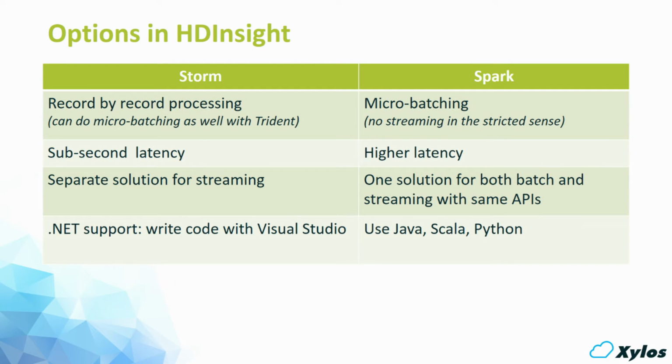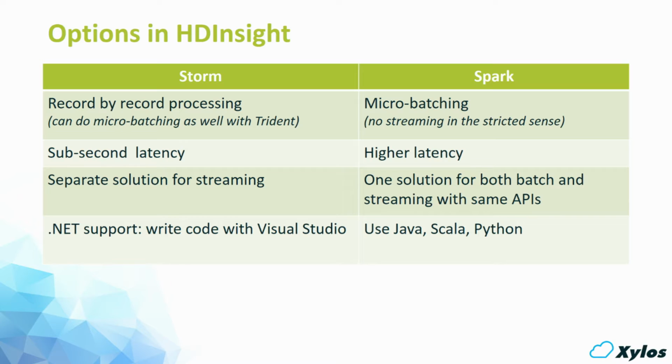The choice between Storm and Spark is kind of a delicate choice, but basically Storm is record-by-record processing, and it really has very low latency. And for some applications, sub-second latency is very important. So in that case, you should use Storm, and it's used in many environments for that purpose today. Spark takes a bit of a different approach. It does micro-batching. By the way, Storm can also do that with a Trident API, but with Spark, that's the only thing it does.